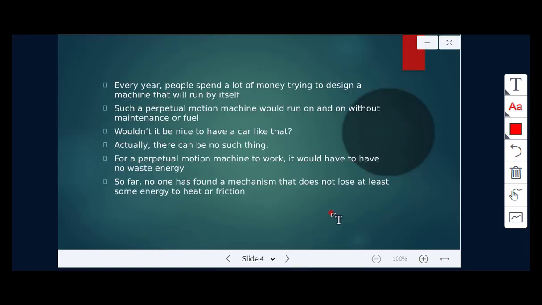Many people spend lots of money trying to design a machine that will run by itself. It's called a perpetual motion machine. And basically it would run on and on without any maintenance or any fuel. Wouldn't that be nice? But there cannot be such a thing, because for a perpetual motion machine to work, it would have to have no waste energy, no thermal energy as waste. So far, no one has found a mechanism that does not lose at least some energy to heat or friction.